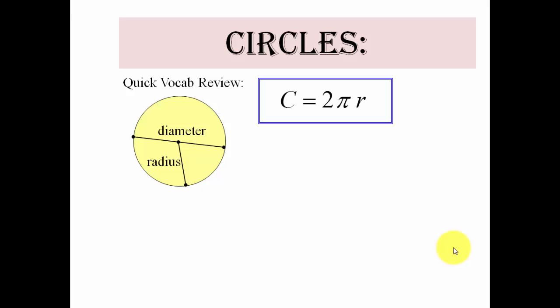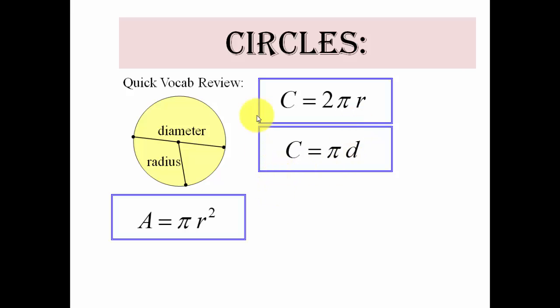So instead of perimeter, we call a circle's perimeter circumference. There's two ways to find circumference. You can either do 2 times pi times r, or you can just do pi times diameter. This is because 2 times the radius equals diameter. So both of these formulas will work. To find the area, you're going to do pi times the radius squared.